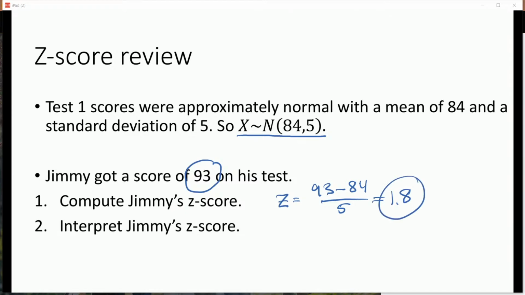Okay, now if I told you Jimmy's z-score was 1.8, what would you say about it? Like, what does that mean? Does it mean anything? Maybe it means nothing to you. Mason, what does it mean to you that Jimmy's z-score is 1.8?